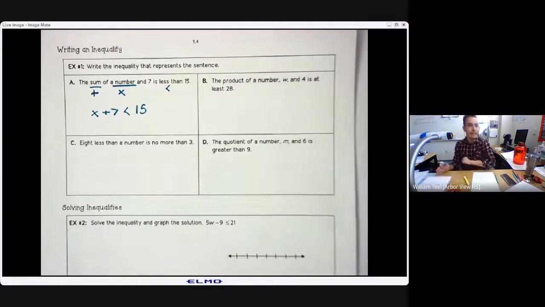Now let's look at part B. The product of a number w and 4 is at least 28. At least.